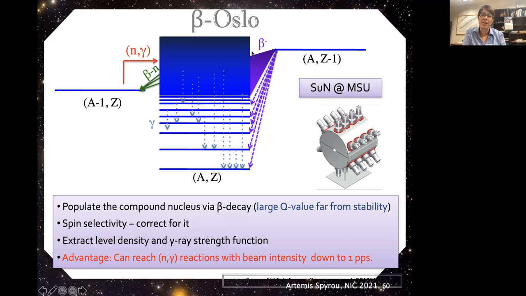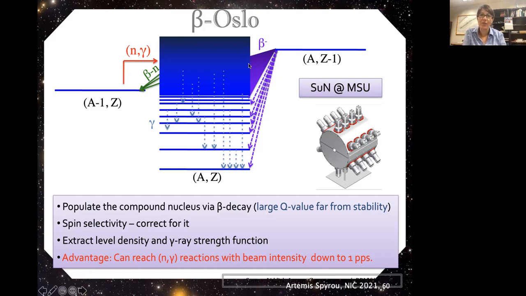The other problem is that, like in the Oslo method, where you need to know the excitation energy, you cannot really get this from beta decay, because that beta particle doesn't give you all the information. There's a neutrino flying out that carries some part of the energy. And so you never know exactly which level you're feeding just by measuring the beta particle.